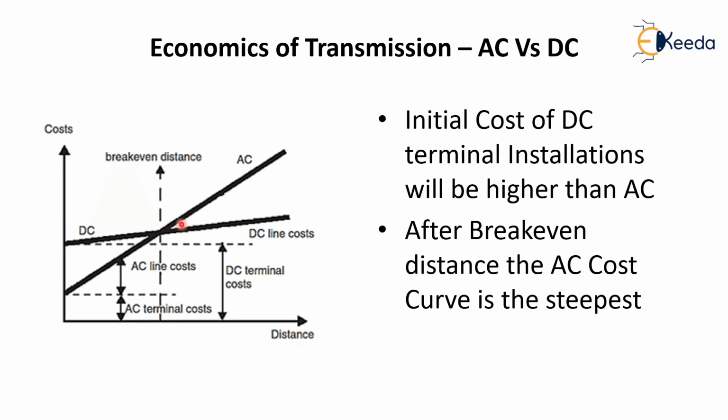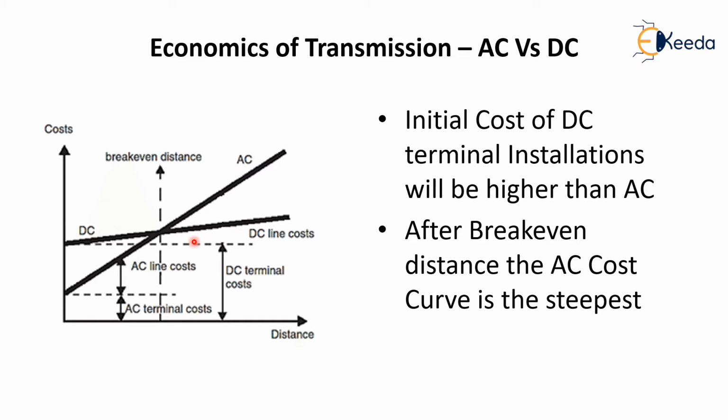This break-even distance depends on various factors like the number of transmission towers required, the length of the cables, the total distance of transmission required, insulators. There are various factors that decide this break-even distance. Usually greater than 500 kilometers is considered the break-even distance. So 500 kilometers and above we consider DC transmission, and below 500 kilometers it is not viable to invest the huge cost required for the DC terminals.